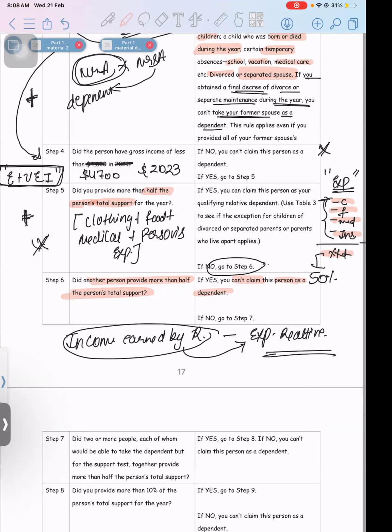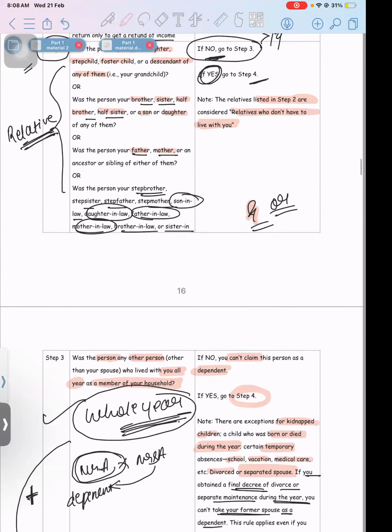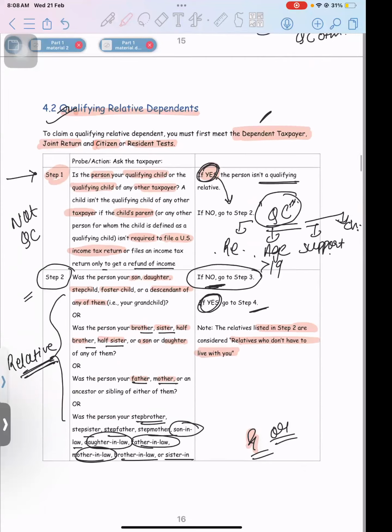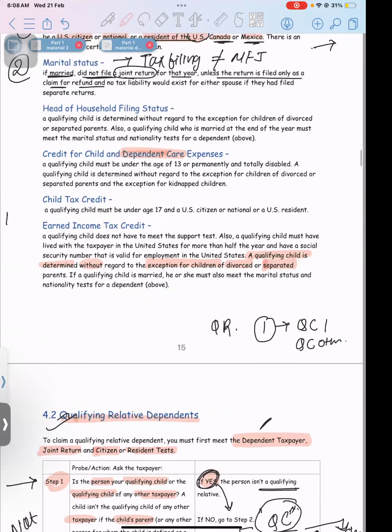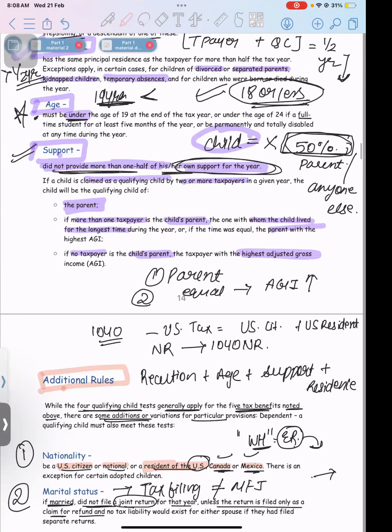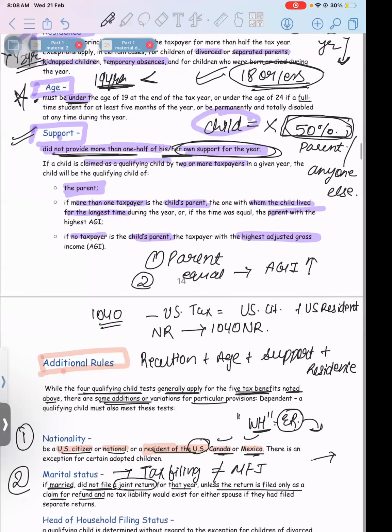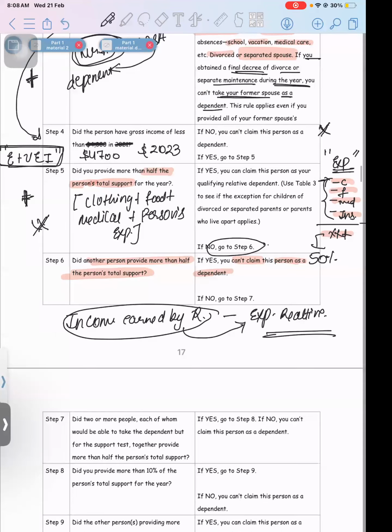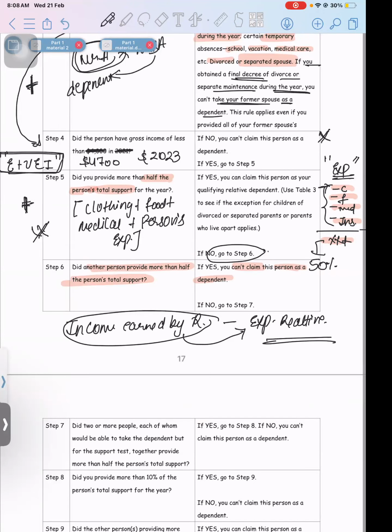There is a very minute difference between qualifying relative and qualifying child. In the case of a qualifying child, the support test is also there. Here, what they are mentioning is that the child should not provide his or her own support. Means either the taxpayer or anyone else can provide. But in qualifying relative, the taxpayer should provide the 50% of the person's support. It is not a household support.